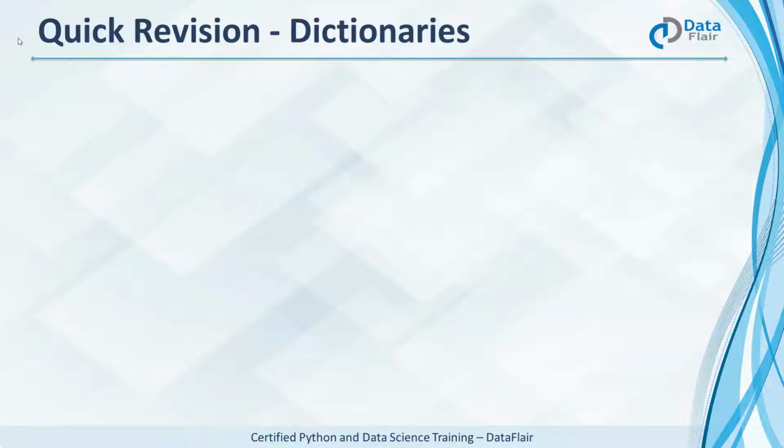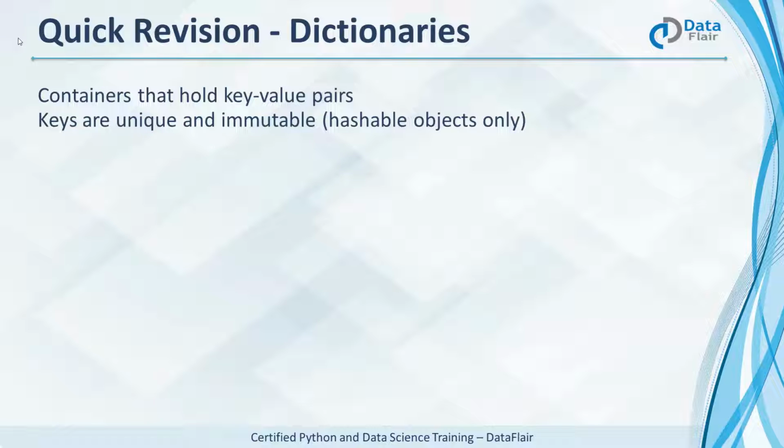You remember dictionaries? These are containers holding key value pairs. The keys are unique and immutable, so this can only be hashable objects, but not the ones like lists. This is a dictionary with the keys A, B, C and the values 1, 2, 3. The value for the key B is 2 and can be accessed by indexing this way.